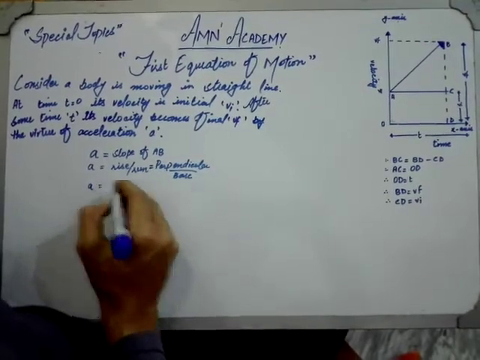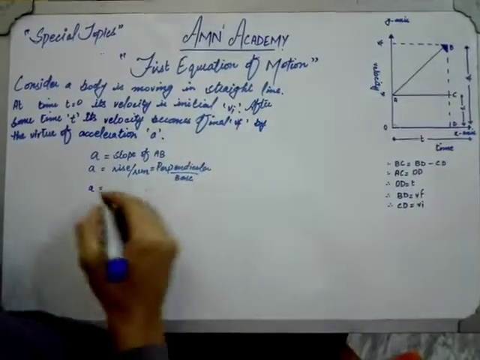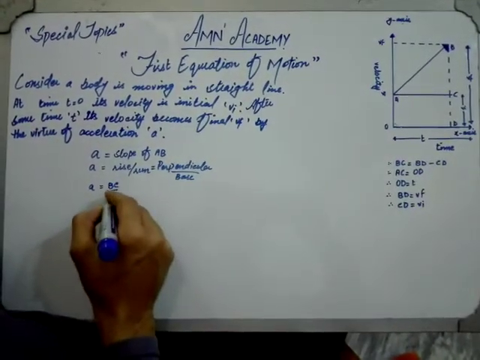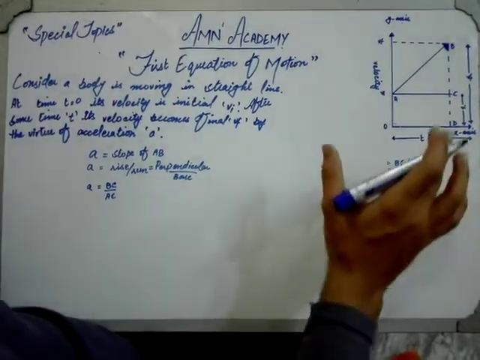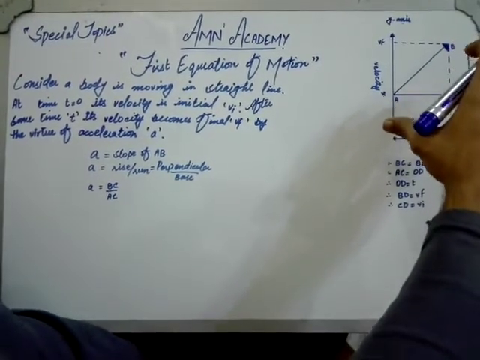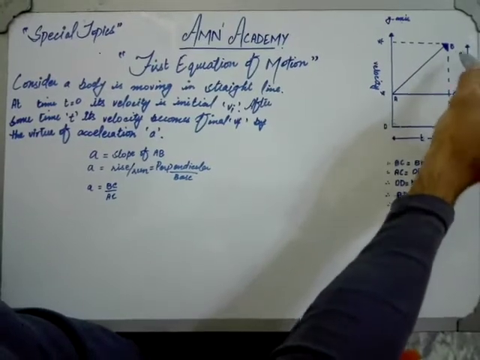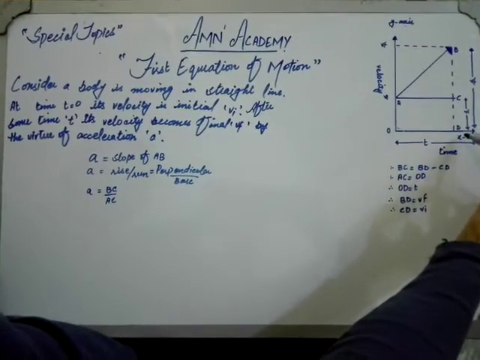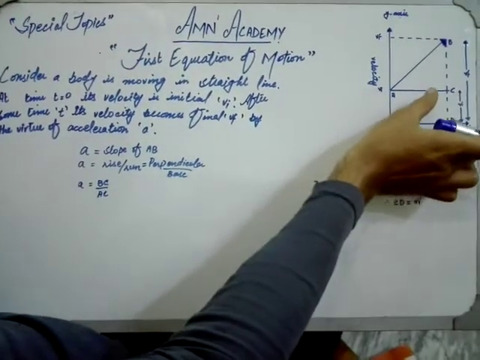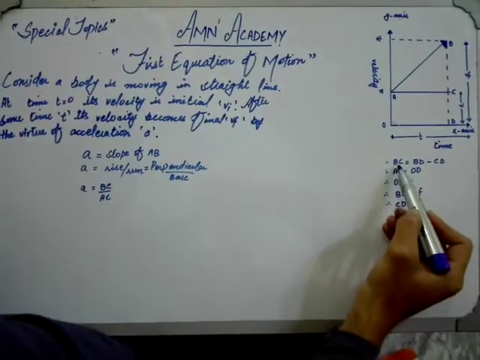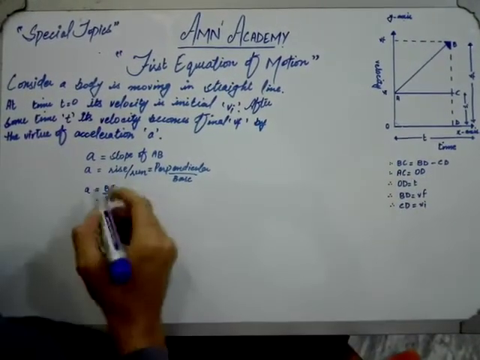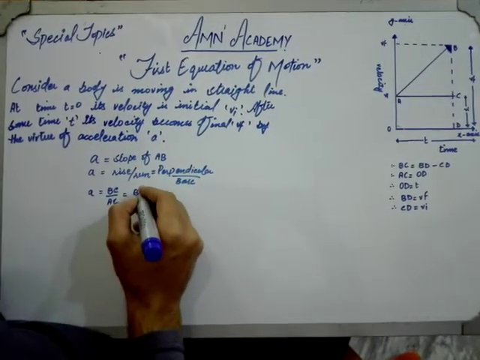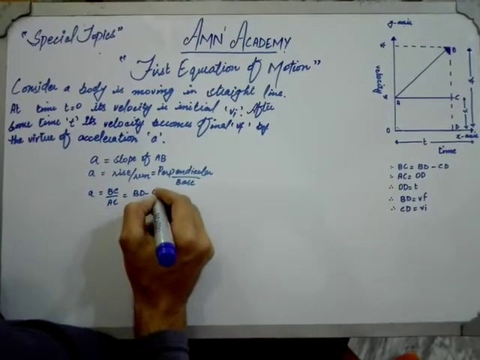So what is our rise? That is BC. What is our run? That is AC. Now if you have a look at this graph, what is BC actually? The value of BC we can calculate by BD minus CD. Total minus the portion CD, we can have BC. BC is equal to BD minus CD. So we can write BD minus CD instead of BC.